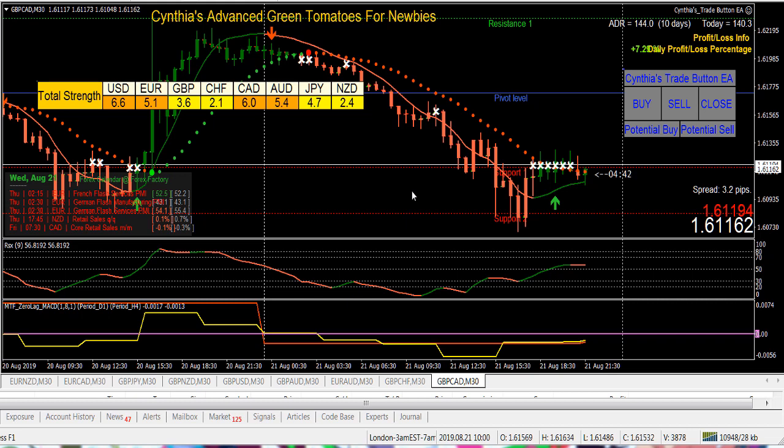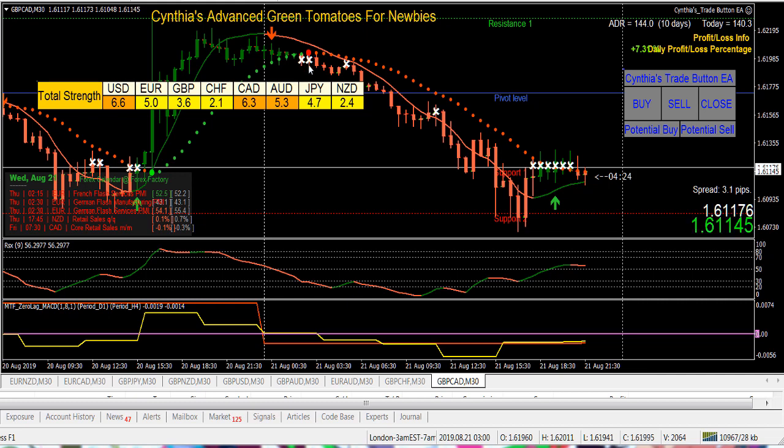For instance, right here, when the green dot turned to red, you would have gotten a pop-up alert. You would have had your attention brought to this chart. However, you would see that you have a white X. So all you have to do is wait until the white X disappears, and then you can enter your trade. The advanced trading tools are really very wonderful.